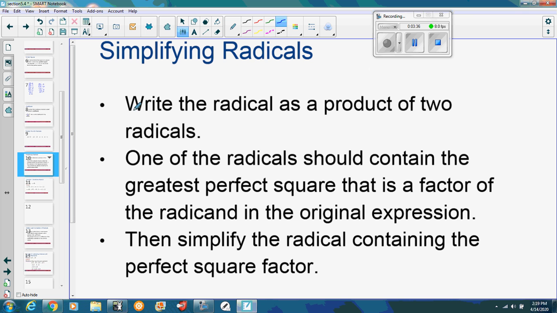And that comes into play when we want to what we call simplify the radicals. It's almost like reducing a fraction. We're putting it in simplest form. So you write the radical as a product of two radicals. One of the radicals should contain the greatest perfect square. That's the key. That is a factor of the radicand in the original. Then simplify the radical containing the perfect square.